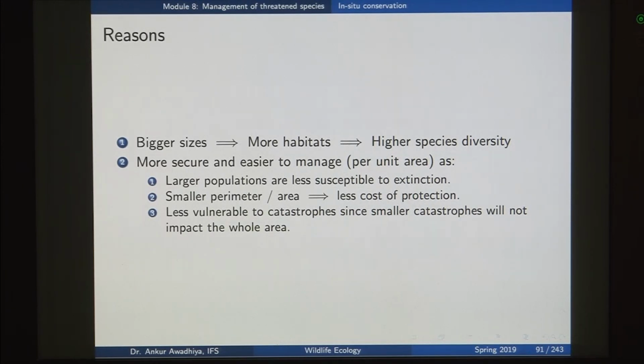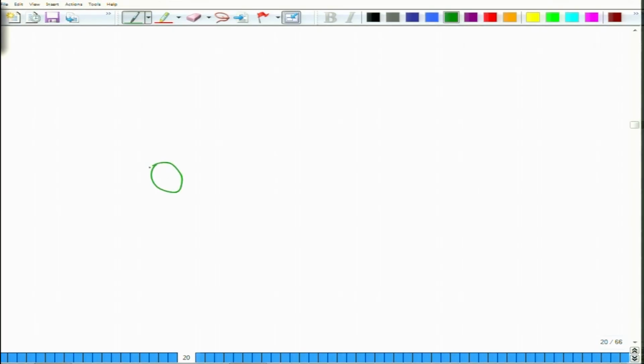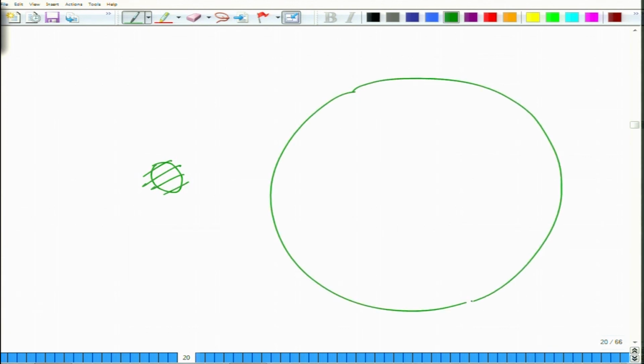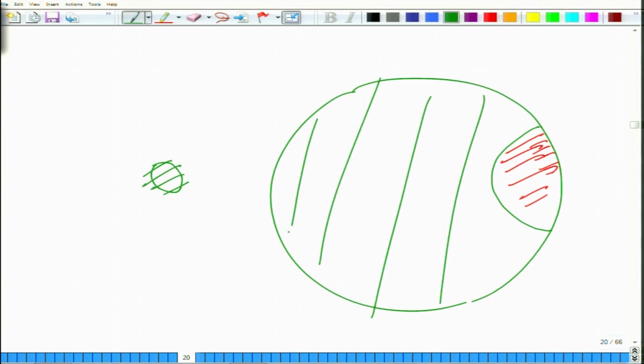And third is that it is less vulnerable to catastrophes, since smaller catastrophes will not impact the whole area. So, if you have a very small reserve, this is the reserve, and if you have a fire, the whole of the reserve might be lost to fire. But if you have a large reserve and you have a fire here, or probably a larger sized fire, then too you might be able to save the other areas. So, there was a fire that destroyed this much of the portion, but these areas would still be saved.